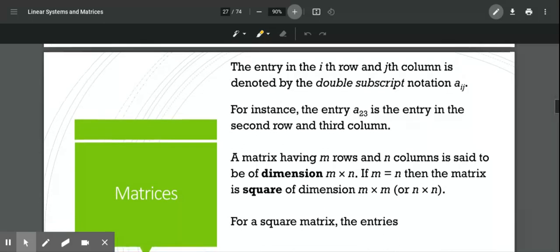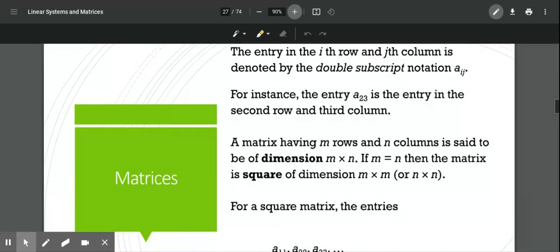So when we're looking at a matrix, if they say A sub ij or A sub 2, 3, then that means that you're looking at the entry that's in the second row and the third column. So that subscript is really just giving you what particular entry you're looking for. And the dimensions of a matrix are always m by n. So it's always row by column, not column by row.